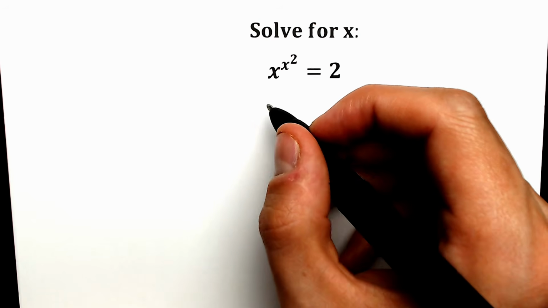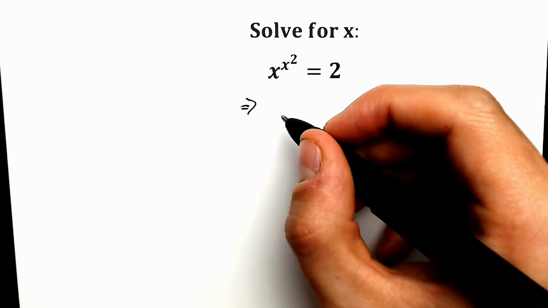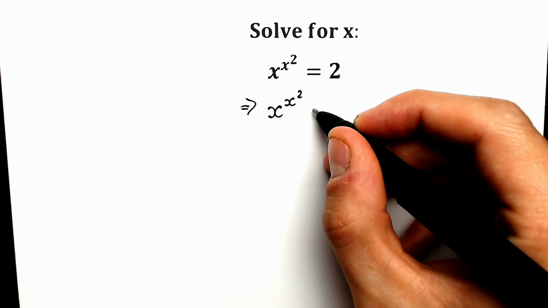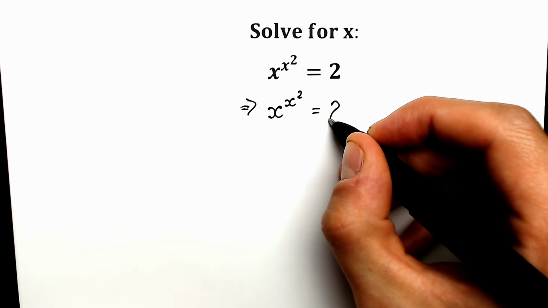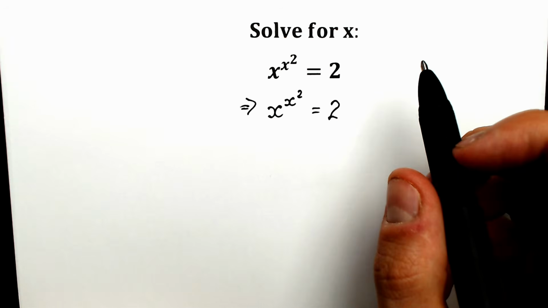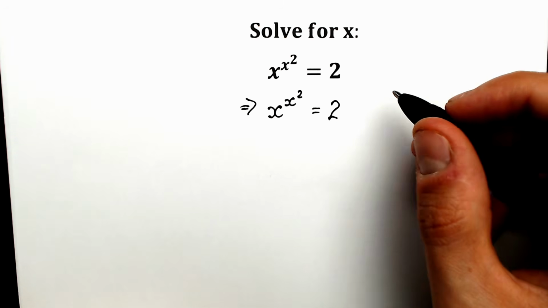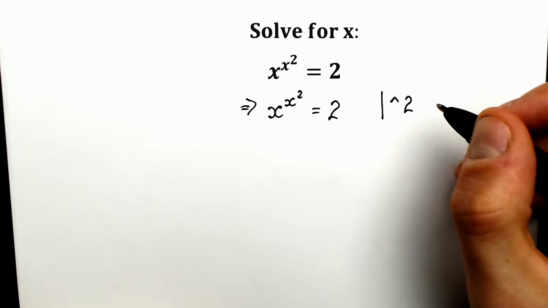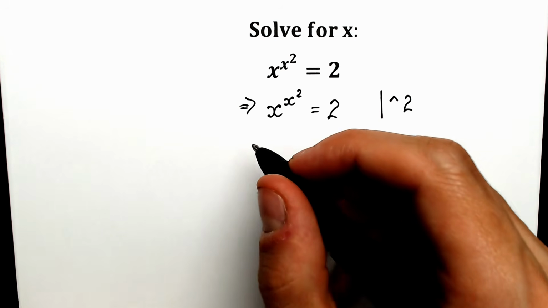So let's start. First of all, let's rewrite this equation right here. So we have x to the power 2 and equal to 2. Right now I'm going to do a really interesting trick. I'm going to raise both sides to the power 2. So let's square both sides.